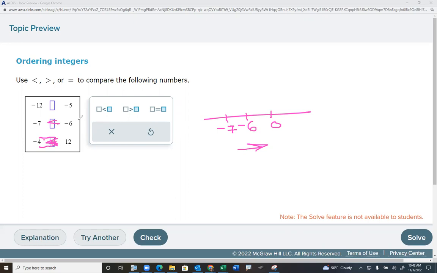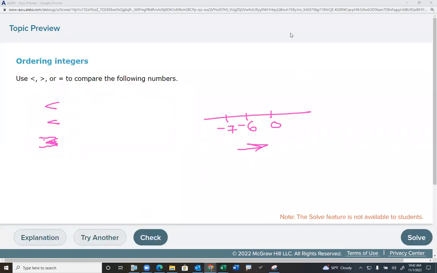Or you can think of it this way. Would you rather be in debt $7 or in debt $6? Being in debt $6 is better. It means you kind of have more money. And the same thing here. I'd rather be in debt $5 than $12. -5 is the greater number. So all of these were the greater than sign. That was weird. Okay, let's try another one.